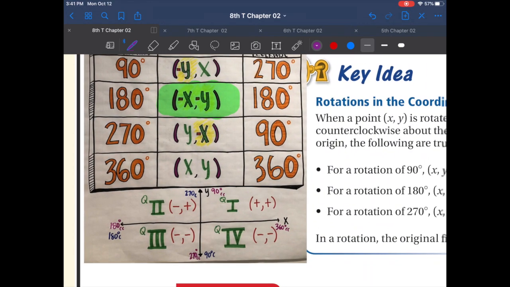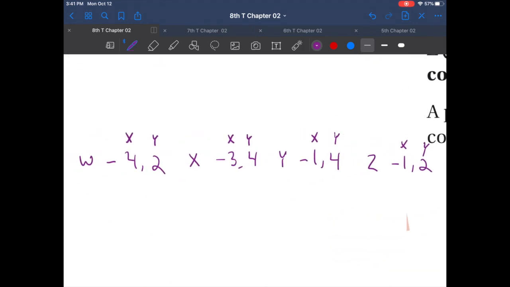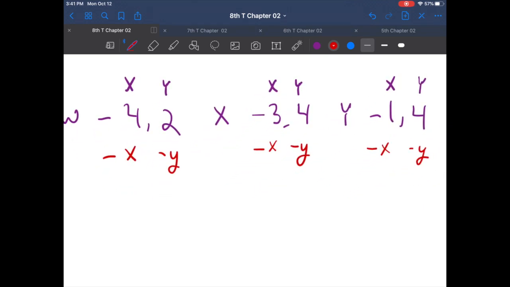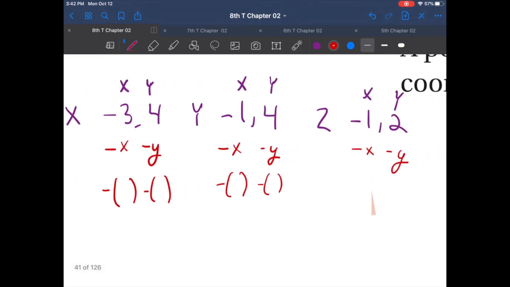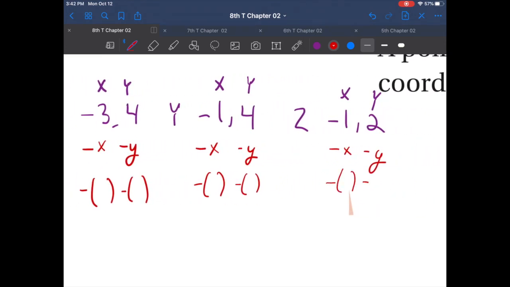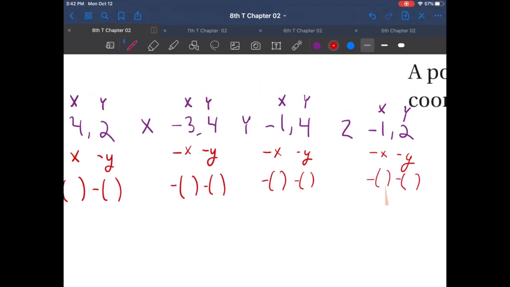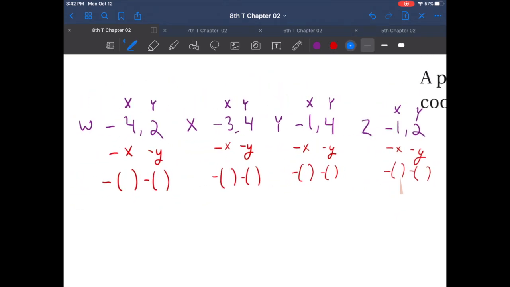It was negative x, negative y. All right, so here we go. Now remember, what we want to do is put our formula, negative x, negative y, negative x, negative y, negative x, negative y, and then negative x and negative y. Now when we put our parentheses, remember we put the sign on the outside like this. And then the last one right here. All right, last step. Now we just need to plug in our numbers.